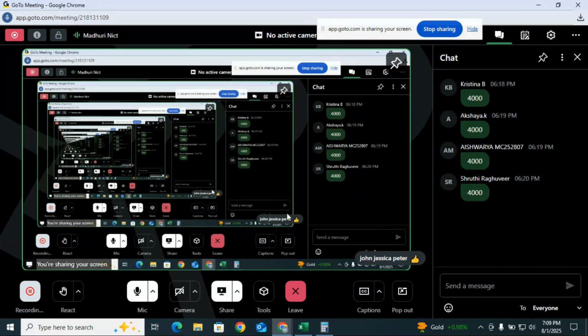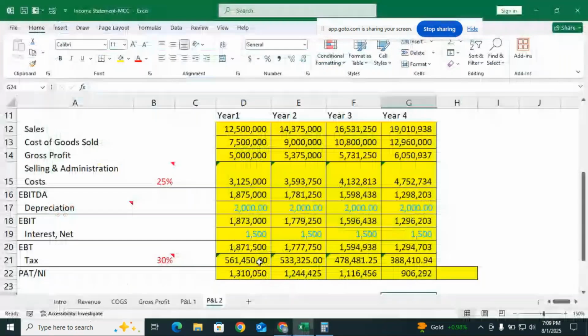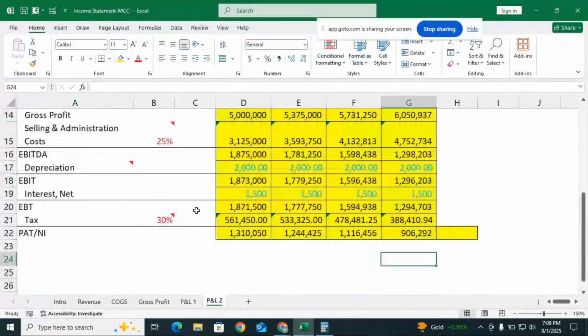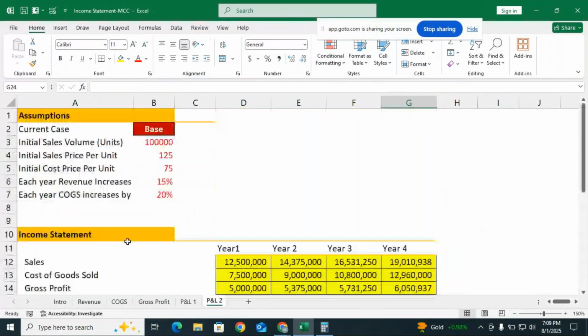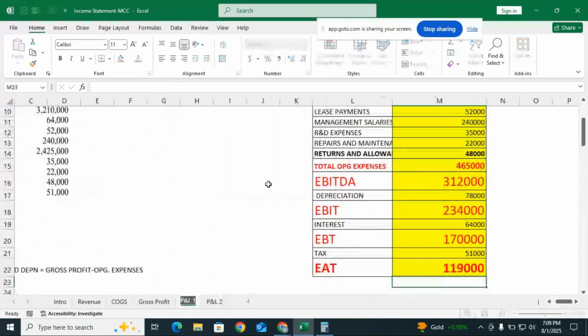Fine. So I hope all of you have got the same answer. This is how we arrive at your net income, or the earnings after tax, or the profit after tax. These practical exercises are very informative, very knowledgeable for you.